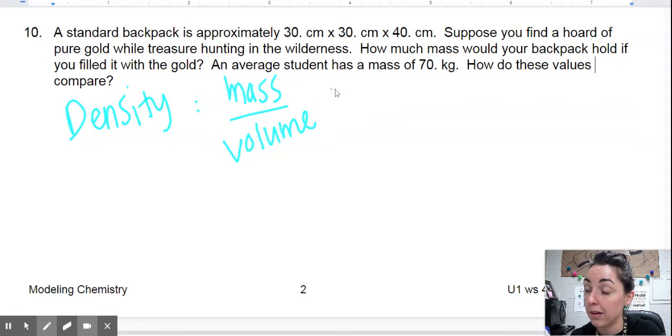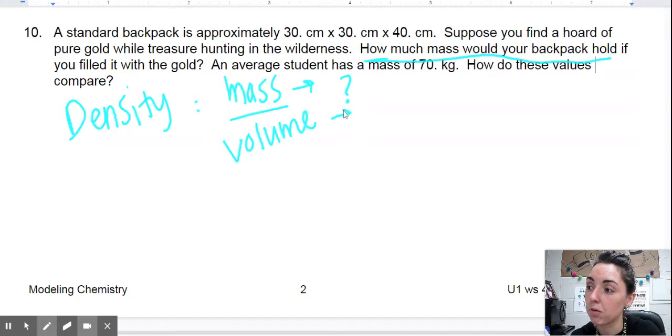So I know the mass is not 70 kilograms. That's what we're comparing it to. See, there I go, making the common mistake. I'm just jumping to whatever I see. I know I'm trying to find the mass because it says, how much mass would your backpack hold? So that's a question mark.